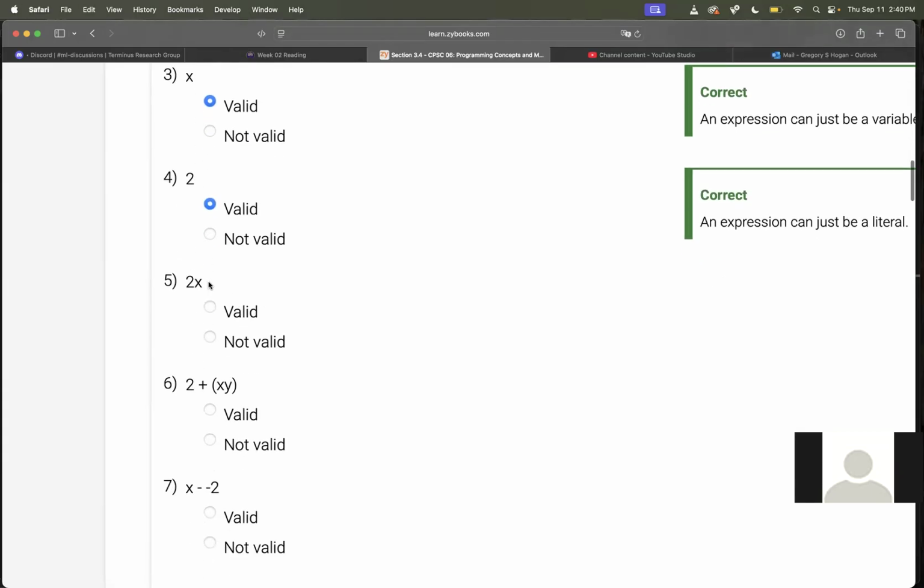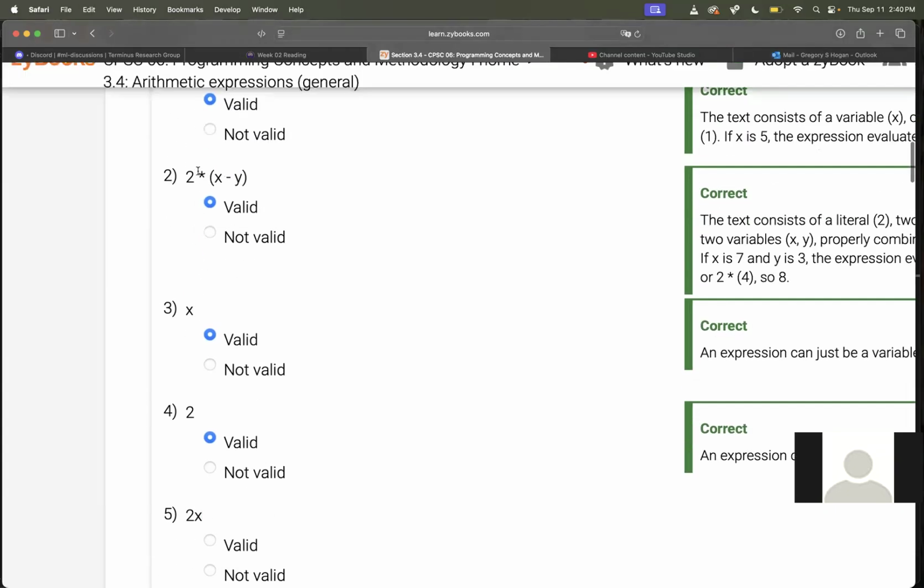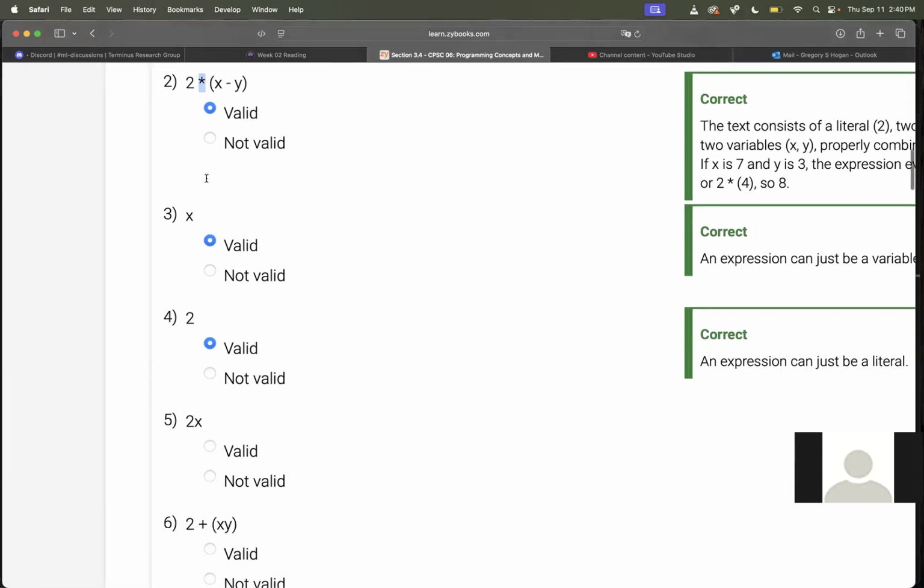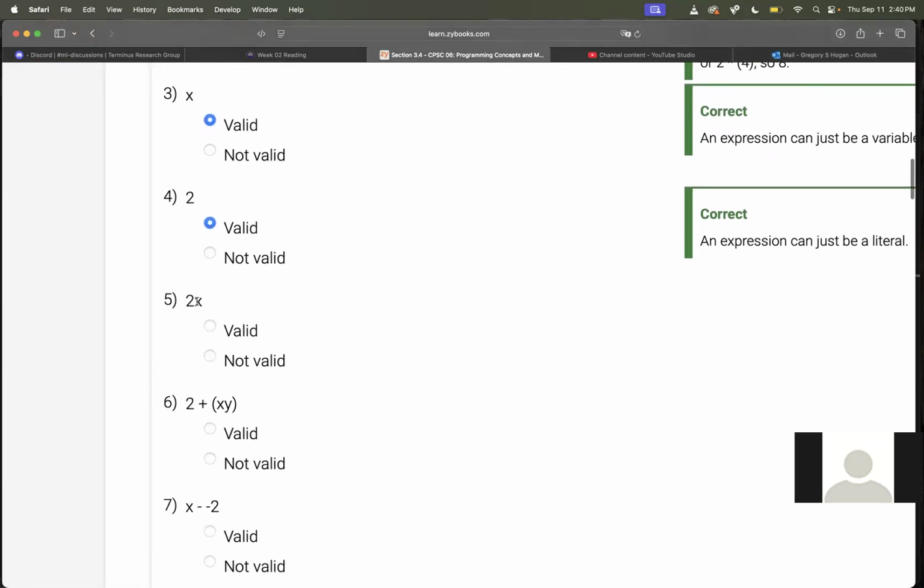Could you type 2x? No, right? 2x in math is 2 times x, but you have to actually include the asterisk for multiplication if you want to multiply things. You can't just write them next to each other. So you can't just write 2x like that. Okay? That's not valid.